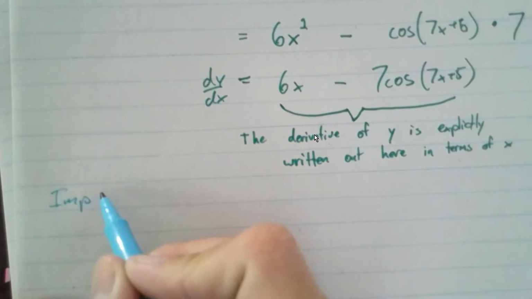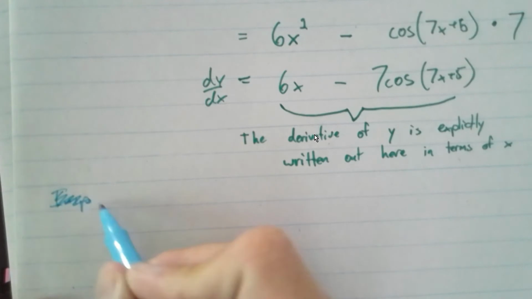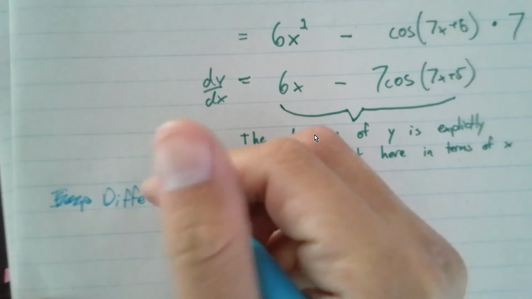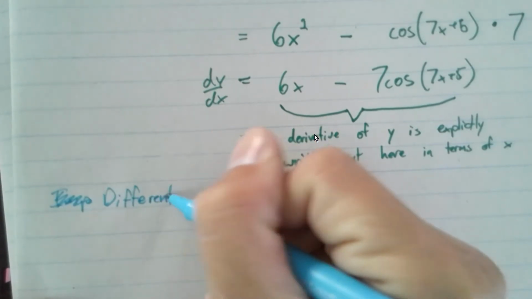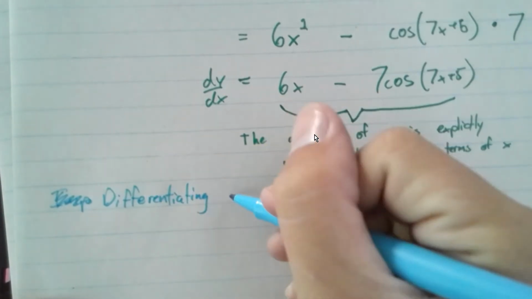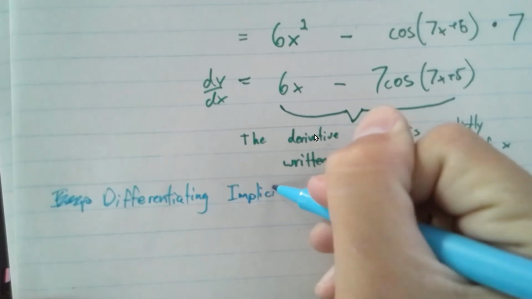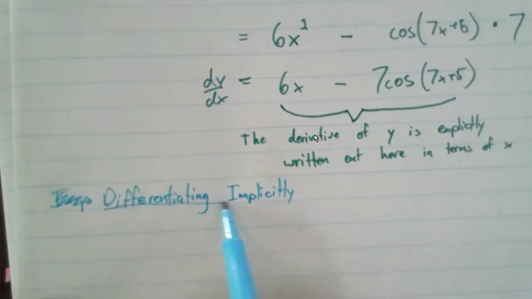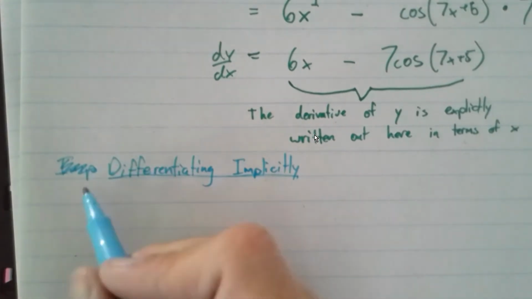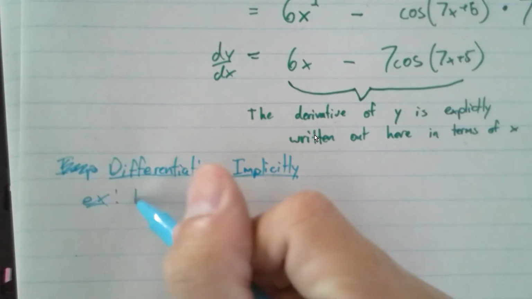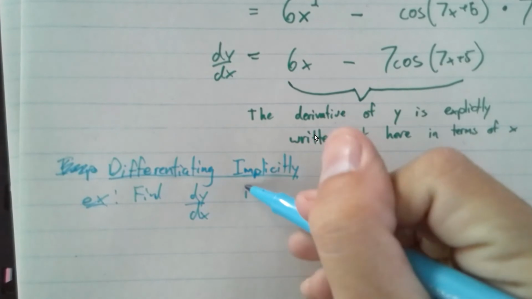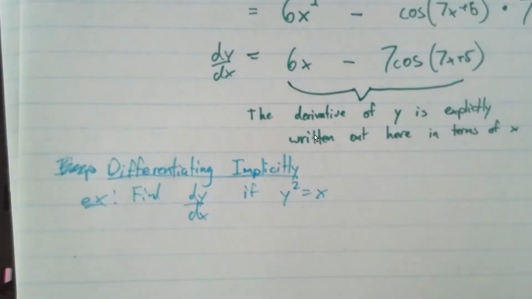So, differentiating implicitly. And what is this going to look like? An example of this, you would have to find dy with respect to x, let's say, if y squared is equal to x.